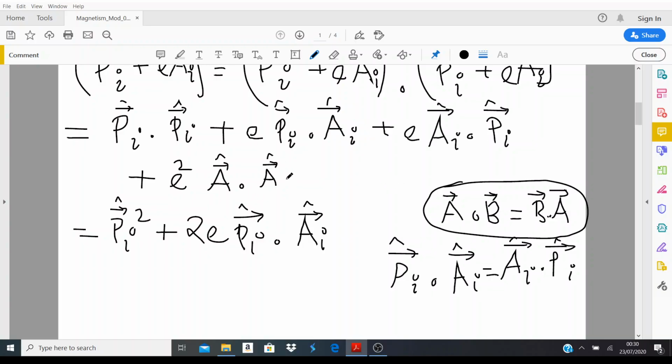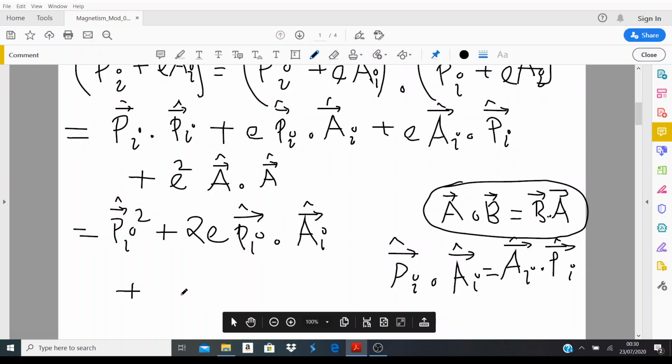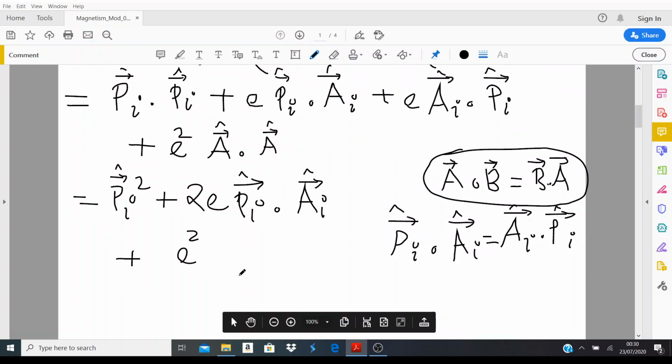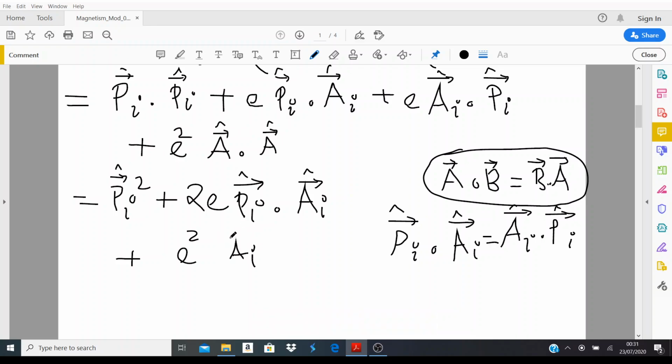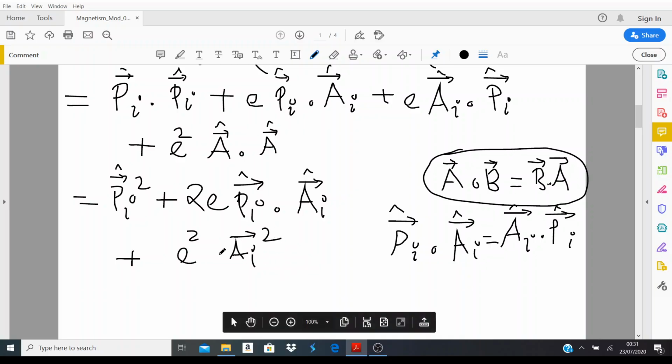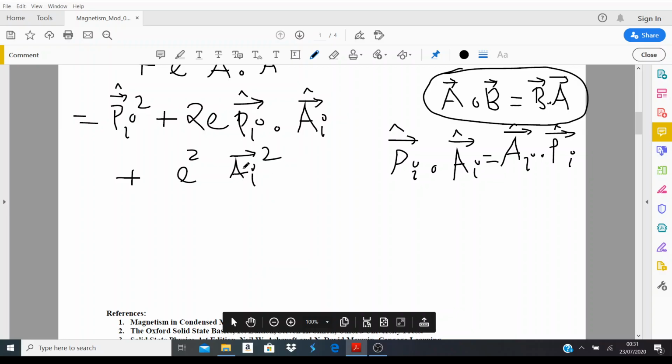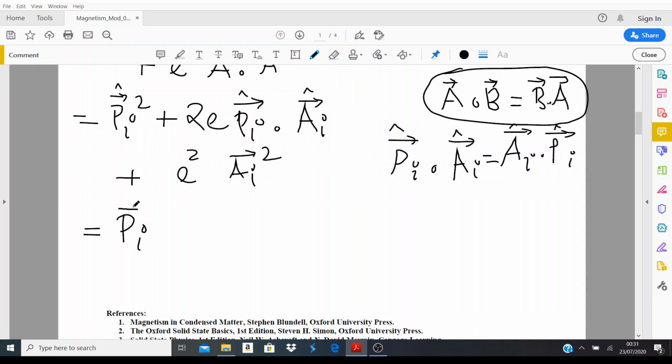Okay, and the last term is e squared, and you can see this is a vector times itself, so that's nothing but the vector itself squared, right? And do we know the expression for the magnetic vector potential? Yes, we know. So let's put the expression for the magnetic vector potential here. So Pi stays, Pi squared plus 2 times the charge of the electron.